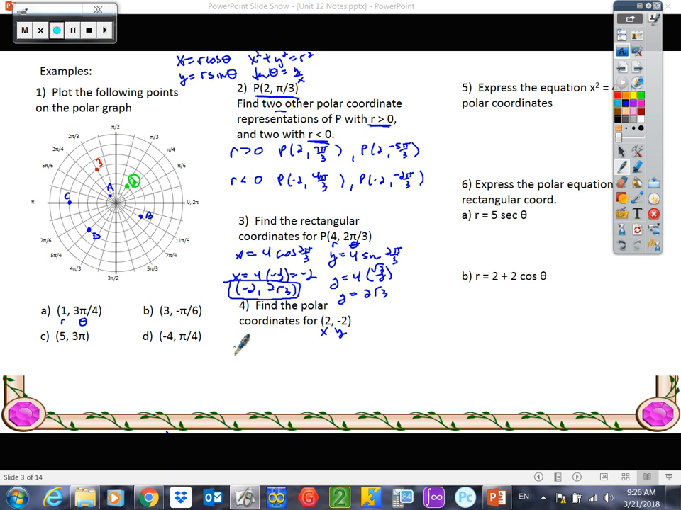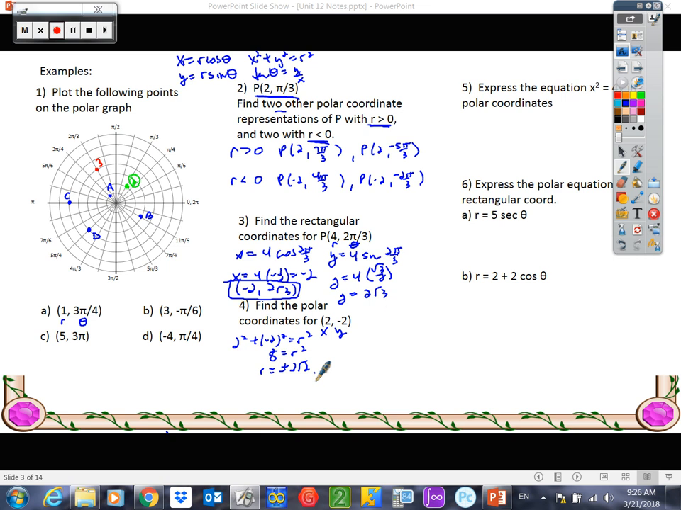So we would have 2 squared plus negative 2 squared equals r squared, or 8 is r squared. Our r is plus or minus 2 root 2. It could be either one, right? I have an infinite number of ways to write that point. So I could use a positive or negative r. Okay, so let's just leave that there. I don't really know where we're going with that yet. Let's find the other one.